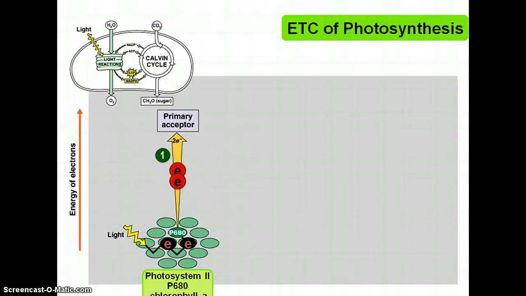The electrons that have been passed up have to be replaced, and so those are going to be replaced by the splitting of water. So water, again, is going to donate 2 electrons, and those electrons are going to be from our hydrogens, so we end up with 2 hydrogen protons and a single oxygen molecule, which is going to bind with the other oxygen molecule in order to become an O2 gas molecule.